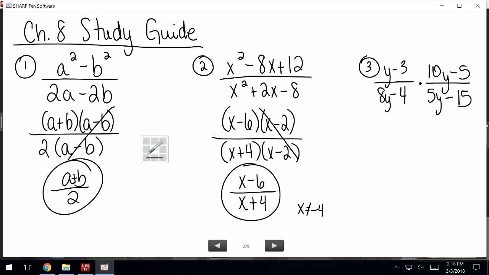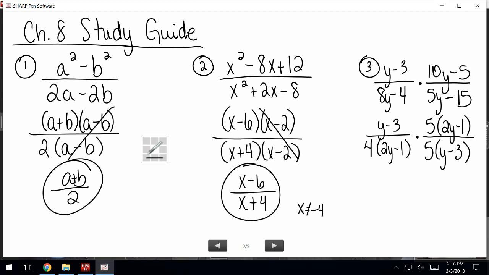All right, number 3, we're going to do GCFs on all of these. So we have y minus 3. 4 is the GCF on the bottom, which leaves me with 2y minus 1. 5 is the GCF on the top, which leaves me with 2y minus 1. 5 is also the GCF on the bottom, which leaves me with y minus 3. And you can't just go through here and just fly through and cancel stuff out, okay? First of all, you're multiplying. That's the only reason why you can cancel.